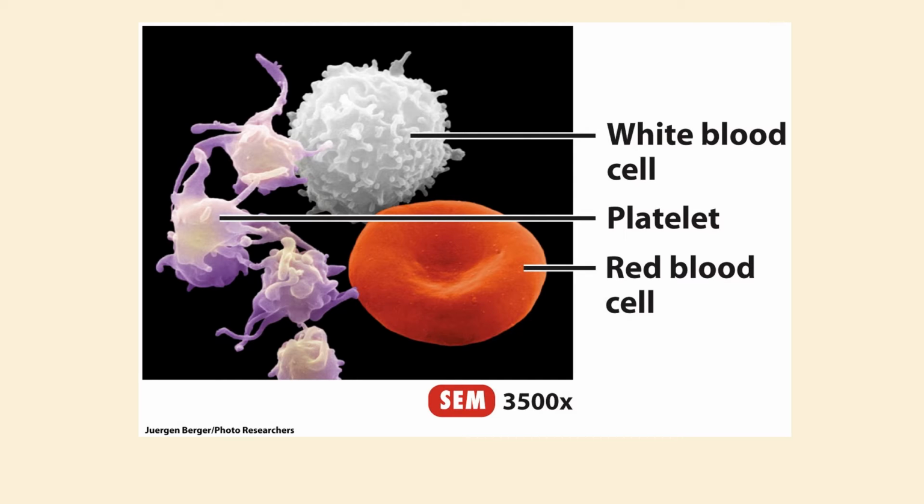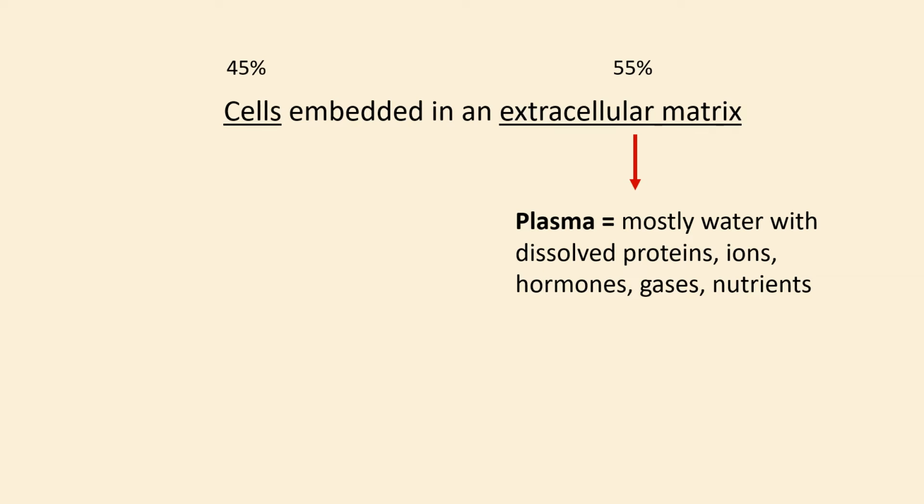So this is an artificially colorized photomicrograph of the three types of formed elements: red blood cells, white blood cells, and platelets. Okay, so 45% of blood is cellular, 55% of blood is matrix, and it's a liquidy matrix. And that matrix is called plasma, and it's a body fluid, and it's mostly water, like all other body fluids are mostly water with a variety of dissolved solutes.